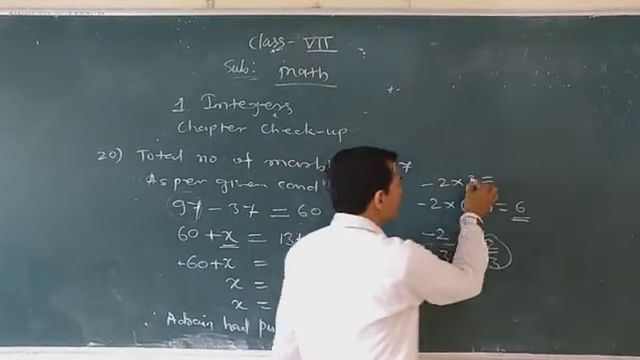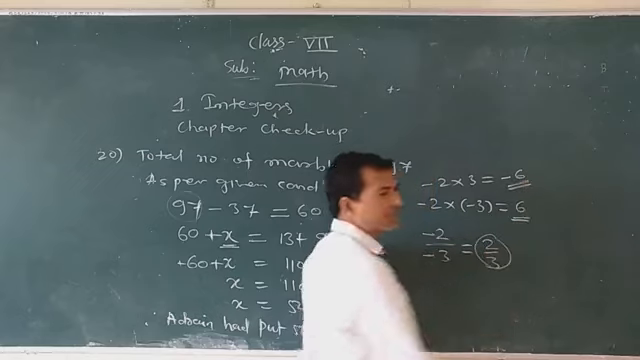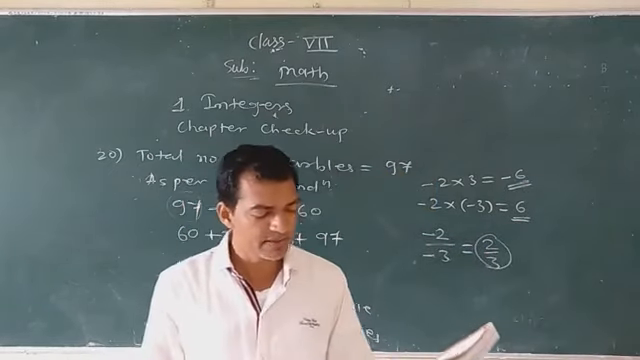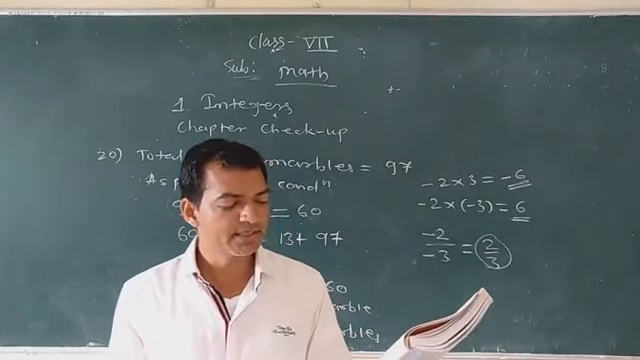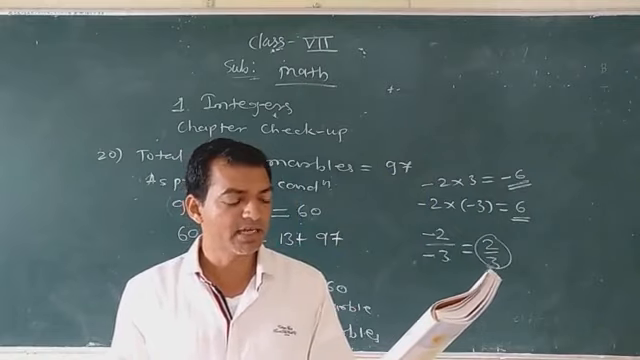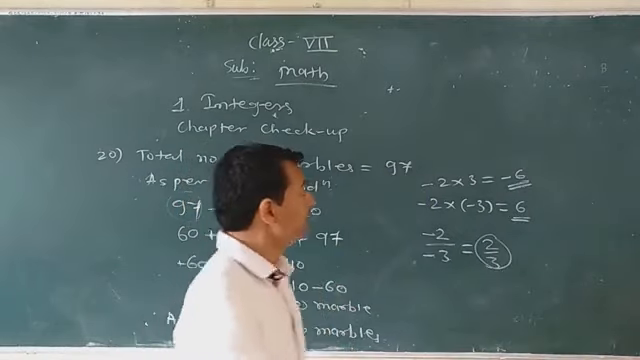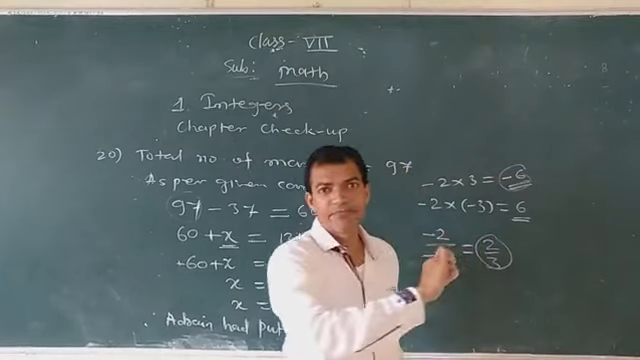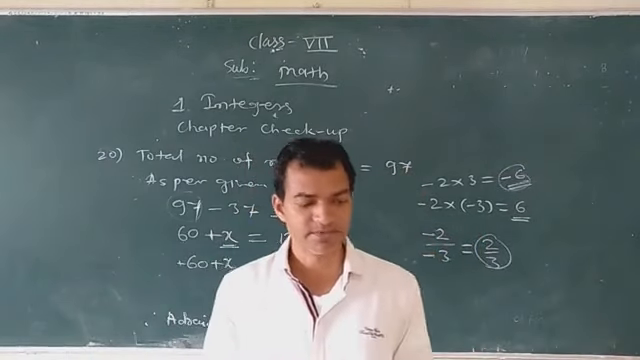So what can we get? 3 times 2 is 6, but we get negative 6. The answer is negative. Now what is written here? When two integers of opposite sign are multiplied, we get a positive integer. But we get a negative integer. Okay, that's why it is false.